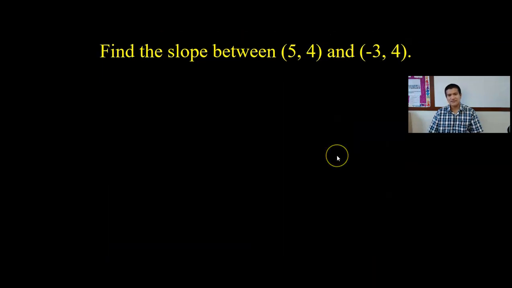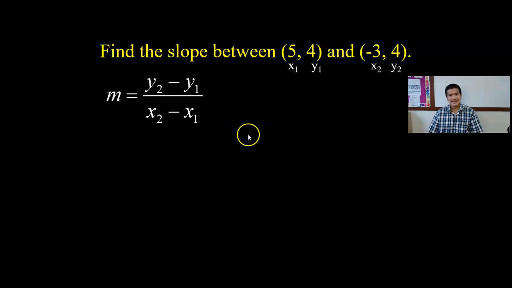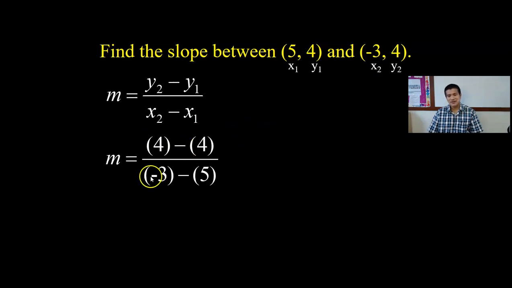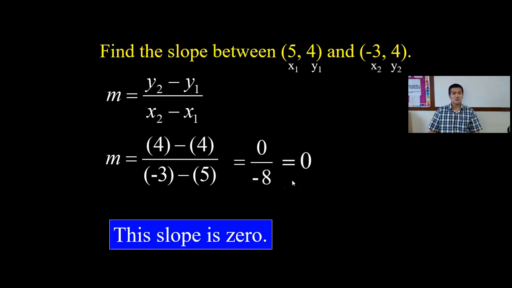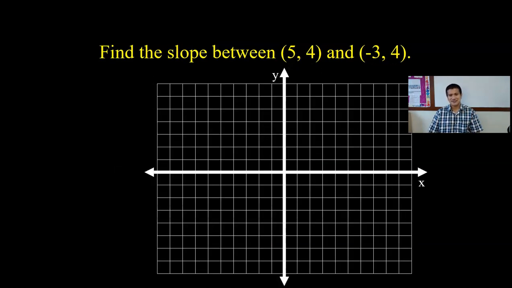But if this one, you observe that the value of y is now equal. It's the same. So what we're going to get here is 5 minus 4 over -3 minus 5, we get 0/8. So what will be the slope of the line? The slope of the line now is equal to 0. Always remember that one. In solving equations, if the denominator is 0, it is undefined. If the numerator is 0, it is equal to 0.